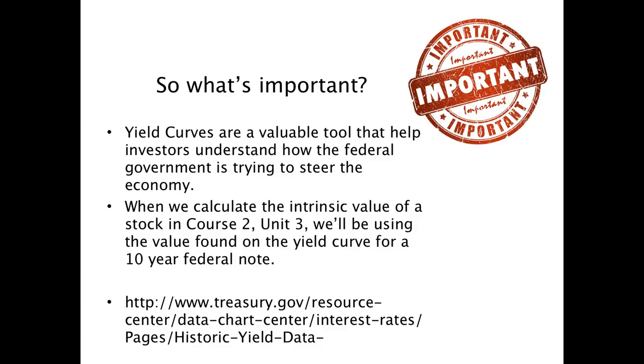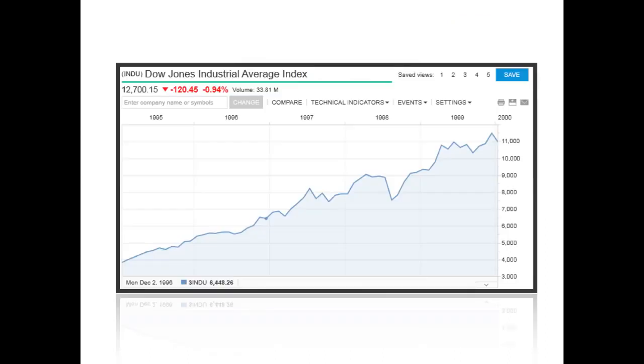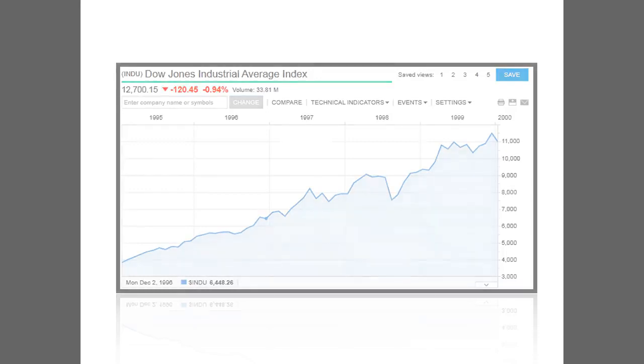So I'm going to show you something really neat. We're going to go to the USTreasury.gov website, and I have the website listed there below. So if you want to go there and see what I'm doing here, that's the link. So here's our chart, and I'm going to show you how yield curves changed over time with the Dow Jones.